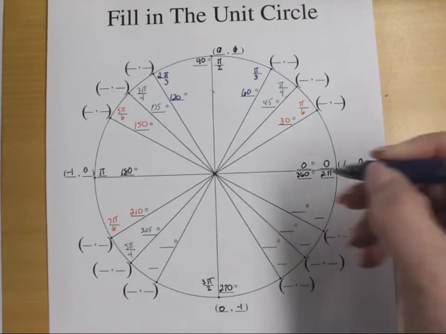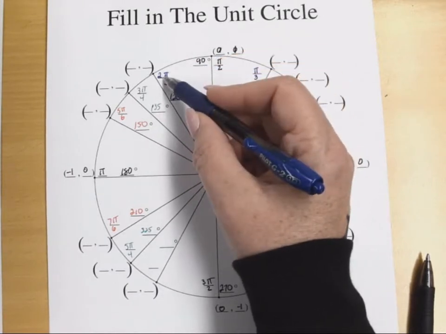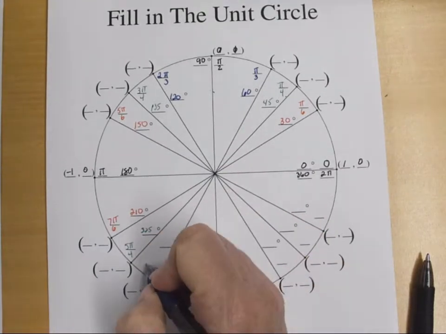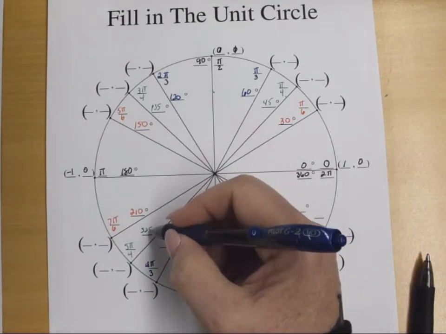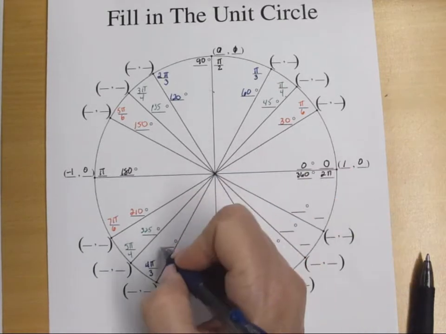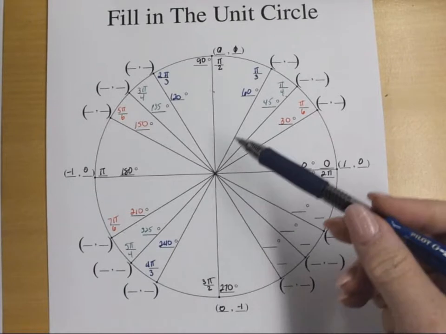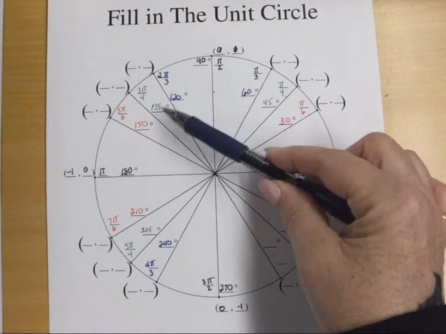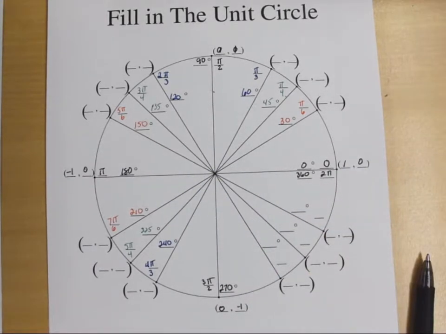Our next one is our 2 pi over 3. So this is 2 pi over 3. This would be 3 pi over 3. This will be 4 pi over 3. If we add 15 degrees to 225, we get 240 degrees. And we can also look at that as adding 60 plus 60 is 120, plus 60 is 180, plus 60 would get us to 240.